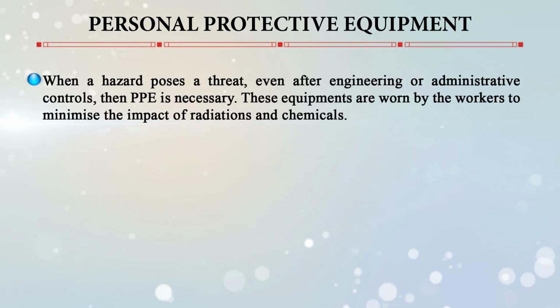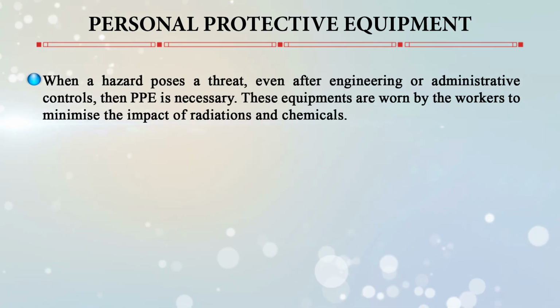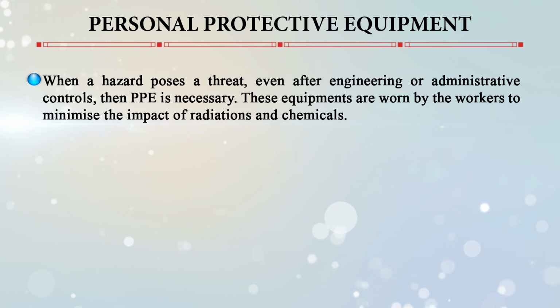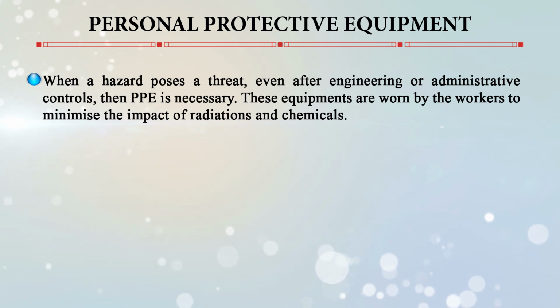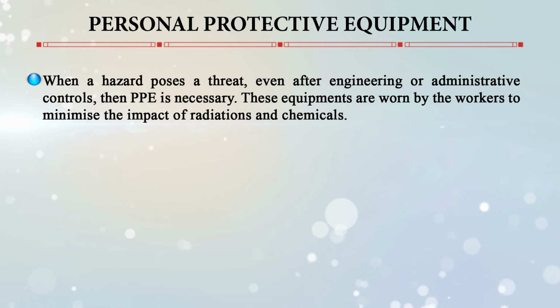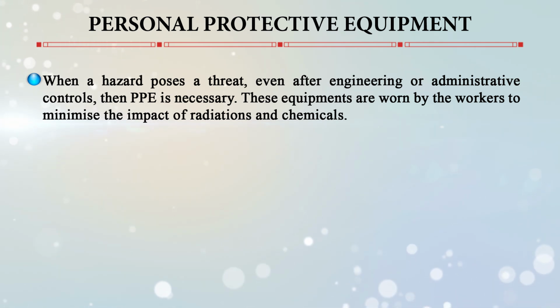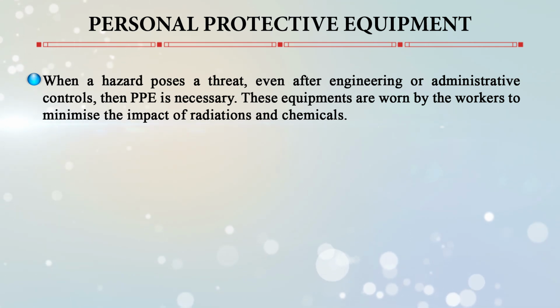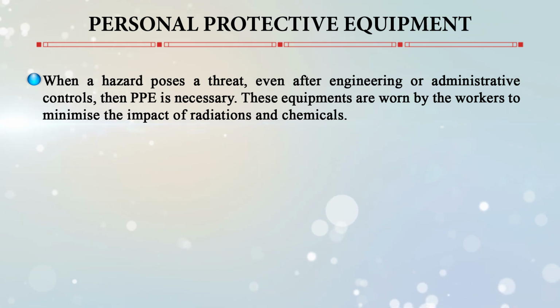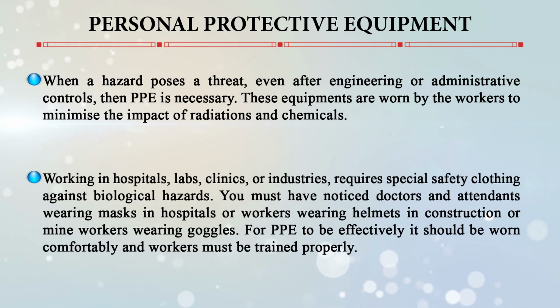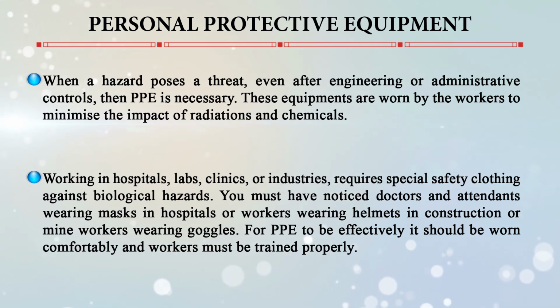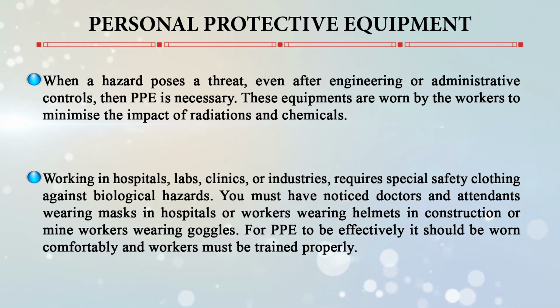When a hazard poses a threat, even after engineering controls and administrative controls are in place, and even then if it is not effective, we need to wear the PPE kit. This equipment is worn by workers to minimize the impact of radiation, chemicals and biological infectious agents. Working in hospitals, labs, clinics and industries all requires special safety clothing against biological hazards.